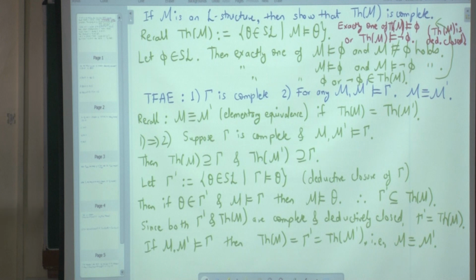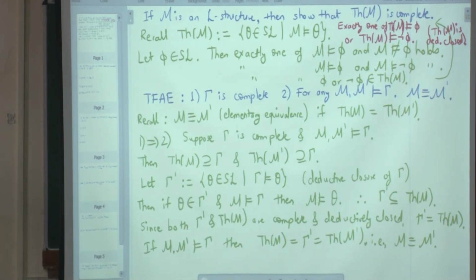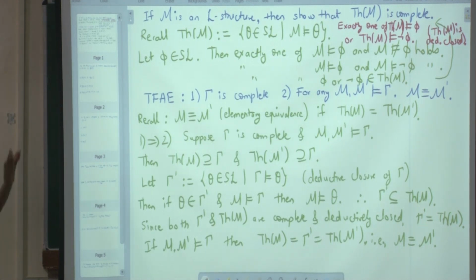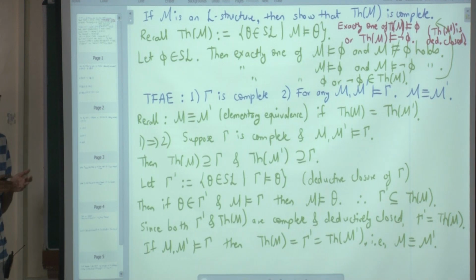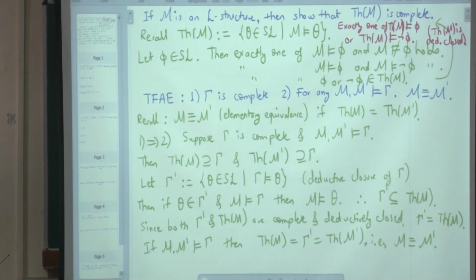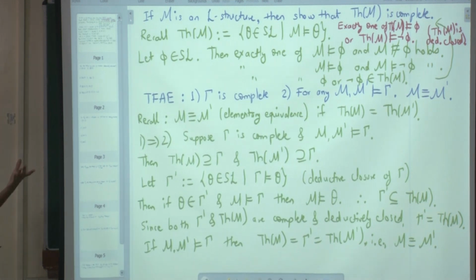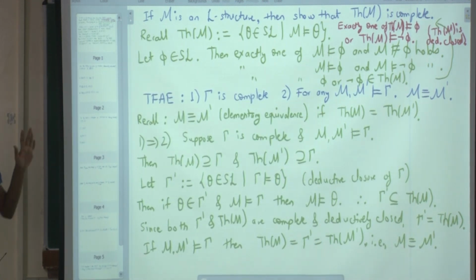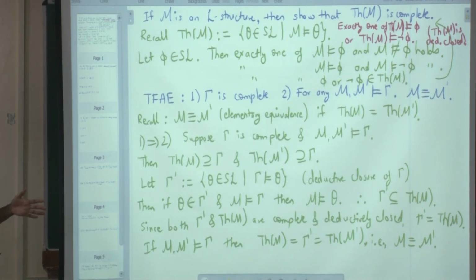Whenever you are given a theory, you can always take its deductive closure. So for example, if I am given the theory of groups, which is just 3 axioms, associativity, identity and inverses, that is a theory. But if I am given a theory, then I can always take its deductive closure, and those will be all the sentences which are true in all the groups. That is the deductive closure.